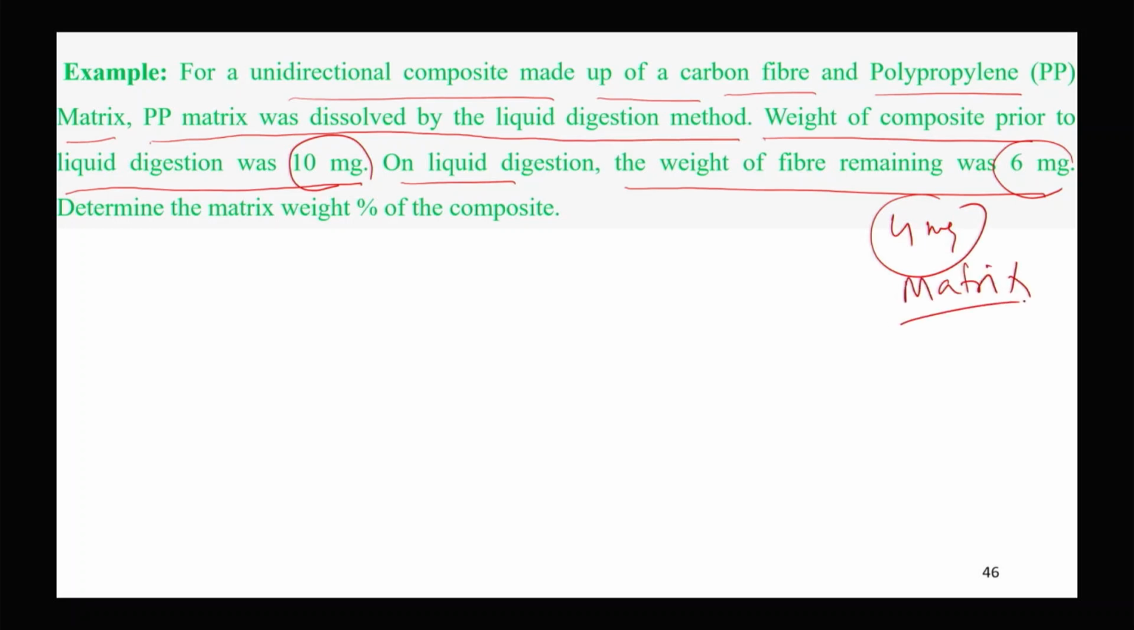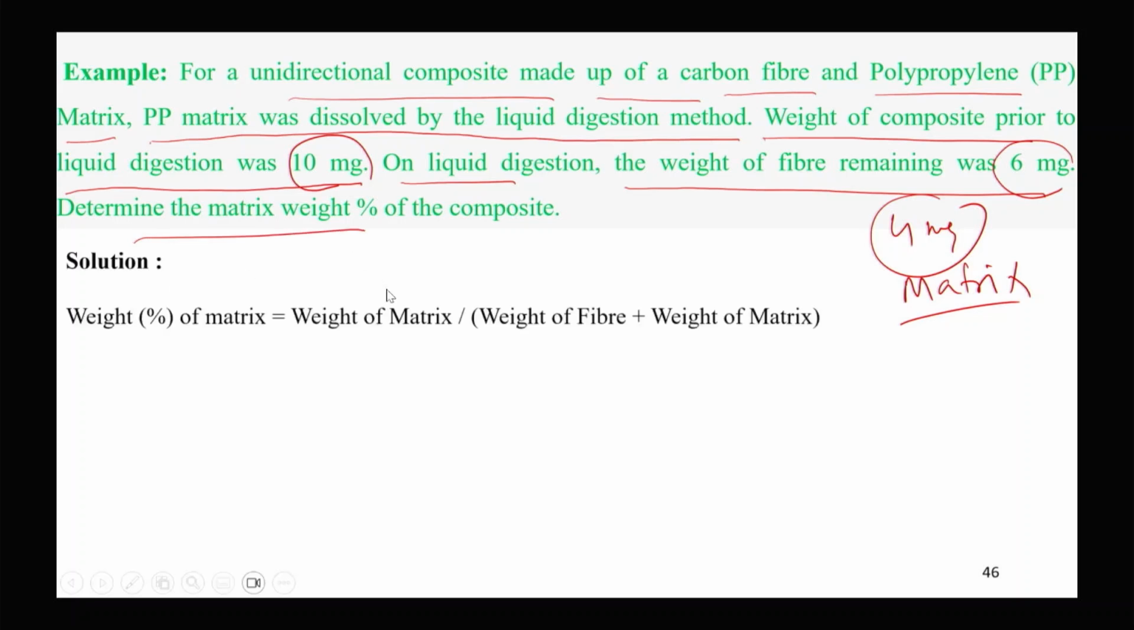So it's very simple. Matrix weight percent will be typically 40%. So weight of matrix divided by weight of fiber plus weight of matrix total. So 4 by 10, so 40%. 40% was the matrix weight percent.